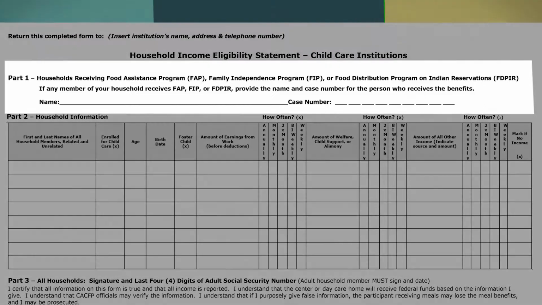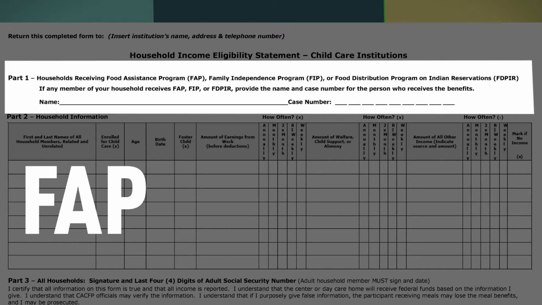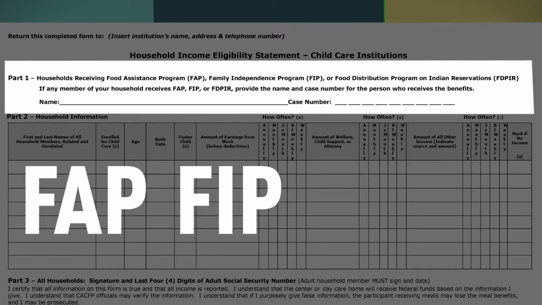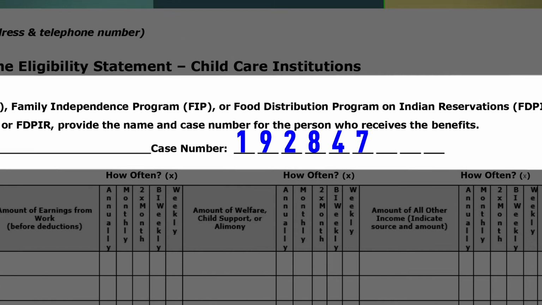Part 1 addresses the first way of qualifying for free meals. If any member of the household is in programs such as the Food Assistance Program, FAP, Family Independence Program, FIP, or Food Distribution Programs on Indian Reservations, FDPIR, these participants are categorically eligible for free meals. They will put their name and case number here.